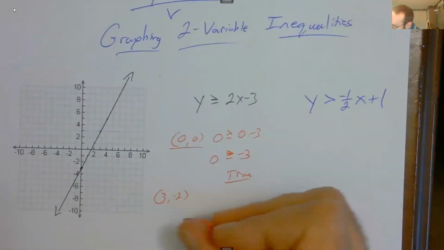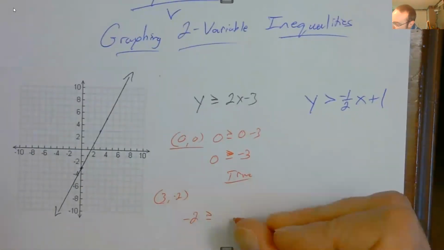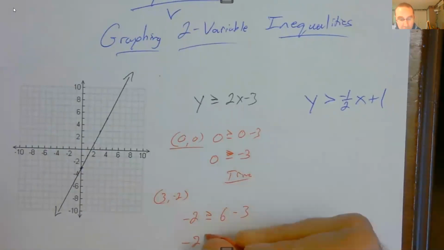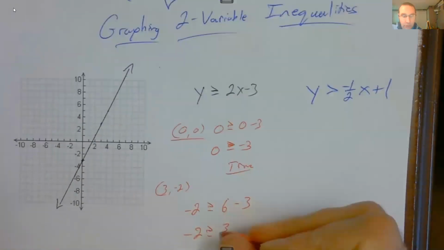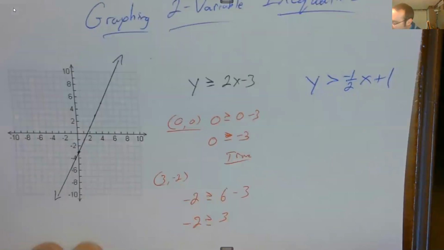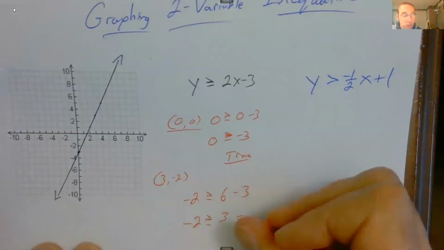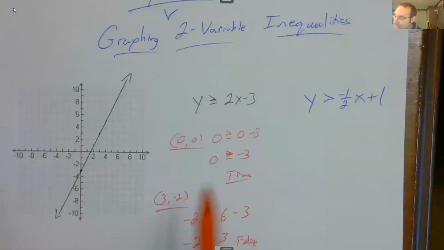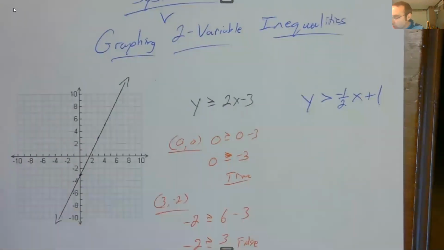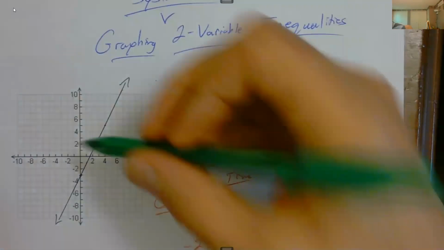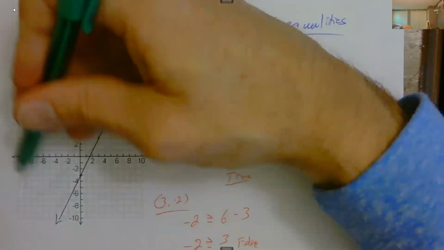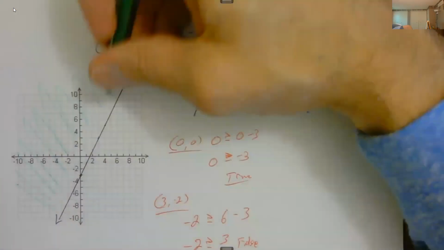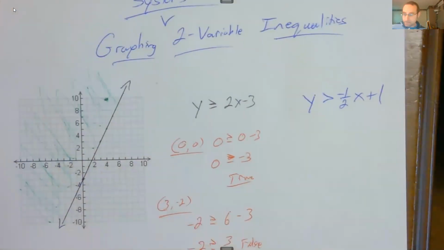So I put a negative 2 in for y: is negative 2 greater than or equal to 3 times 2, which is 6, minus 3, which is 3? No, it's not. So that's false. So I don't shade on the side that had 3, negative 2. I am going to shade on the side that had 0, 0. So that's this side over here, and I'm going to shade all of that somewhat lightly with green. Okay?